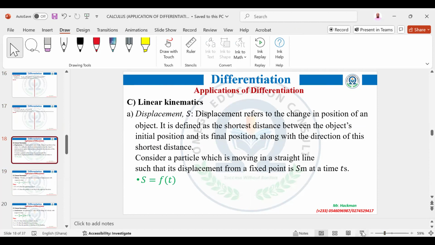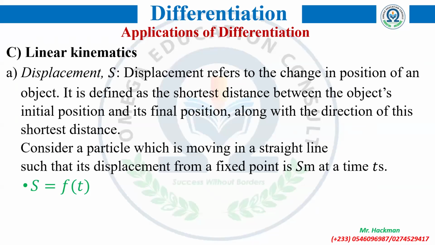Displacement. Now back to what we are supposed to do. We are looking at the third application, which is linear kinematics. Linear kinematics has to do with linear motion, motion in a straight line. Quickly here we'll be dealing with displacement, and that will be our foundation function. Displacement refers to the change in position of an object. It is defined as the shortest distance between the object's initial position and its final position.